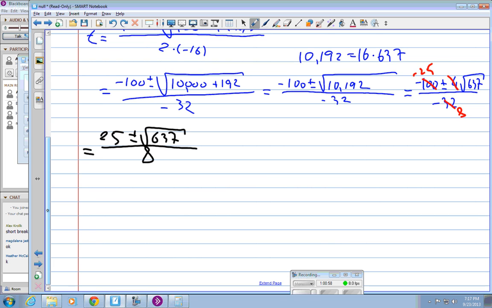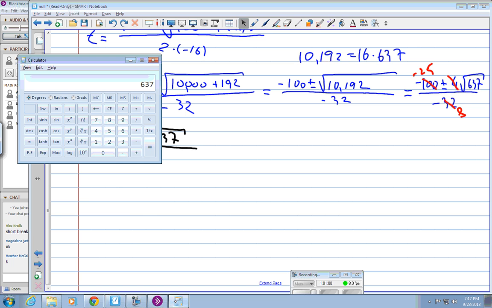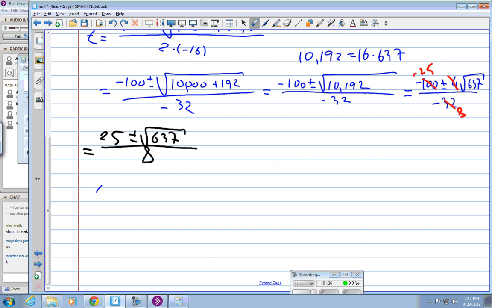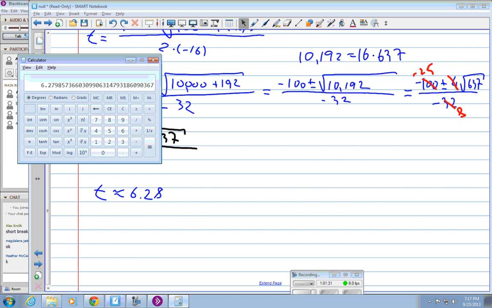So just plug them in the calculator. One's going to be positive. One's going to be negative. So here's the positive one. Square root of 637, plus 25 equals that, divided by 8, so about 6.28 seconds. So that's how long will it take to hit the ground. If I do the minus version, it'll give me a very small negative result.